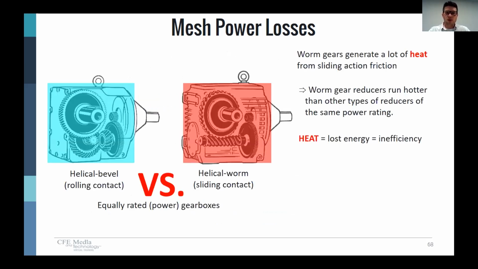If you just want to compare rolling contact versus sliding contact, a sliding contact gear, like a worm gear, is going to be much less efficient. It's going to run a lot hotter, and there's a lot more friction. There's a lot more surface contact, and there are a lot more losses. If you pick a rolling contact type of gear, you're going to have a much higher efficiency. You're going to start to save a lot more energy.